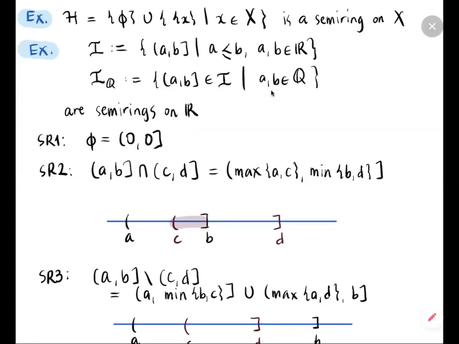What is the left endpoint? The left endpoint would be the largest endpoint between the two. And in this illustration, it is C. And the right endpoint is the smallest between the right endpoints of the two cells. And in this illustration, it is B. Okay. And this is clearly in I. And in fact, you could show that this one is less than or equal to this quantity here. So therefore, I is closed under intersections.